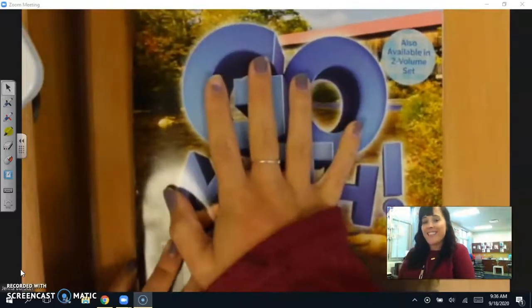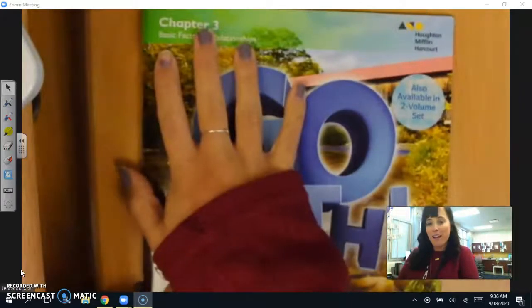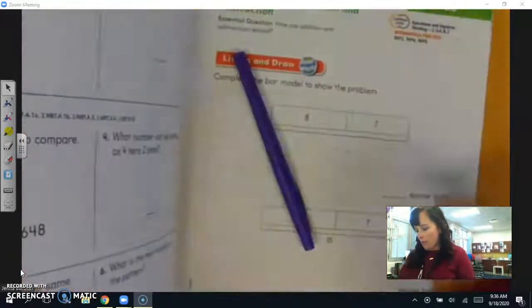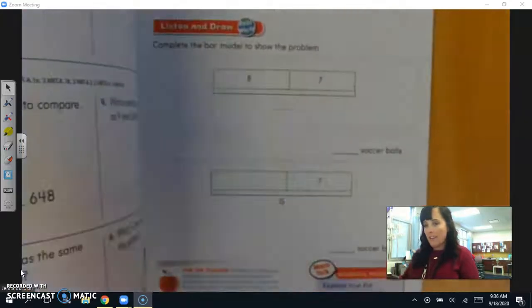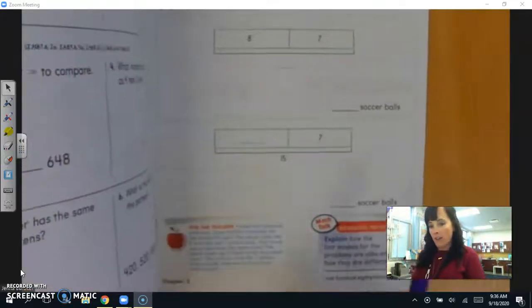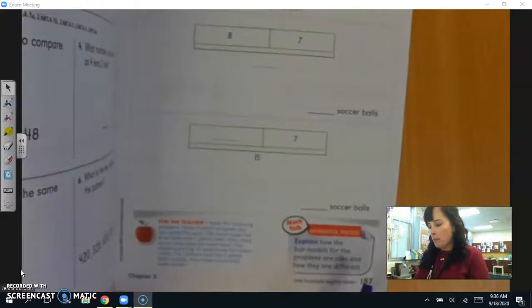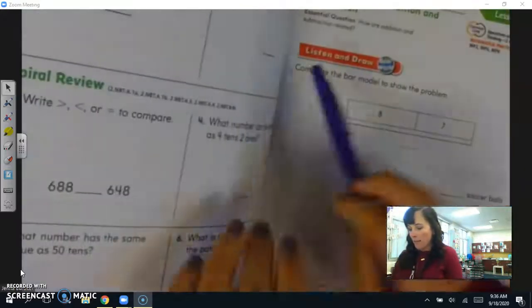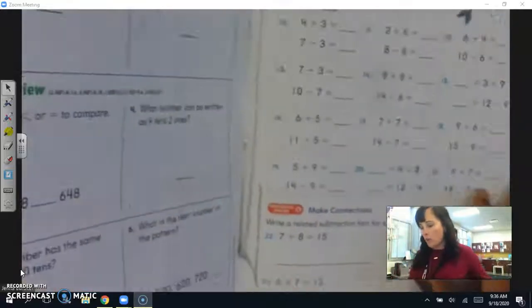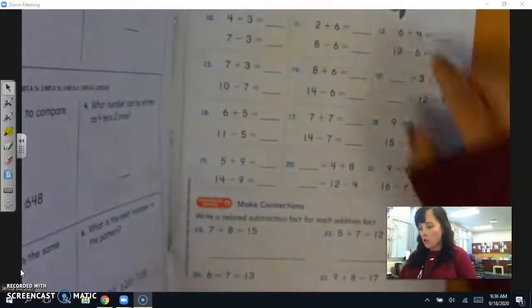Okay, you're going to get your Chapter 3 math book out. Open up to page 187. I want you to have 187 open, and we're going to complete these pages. I'm going to rip my page 187 out so it's easier for me to do. You can do that too at home. And then you're also going to rip out page 189. So you should be ripping out 2 pages if you want to rip out pages.